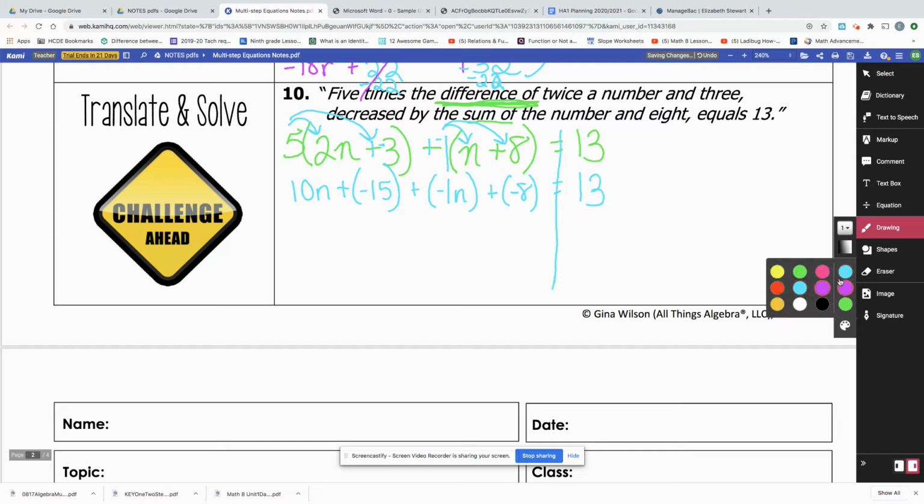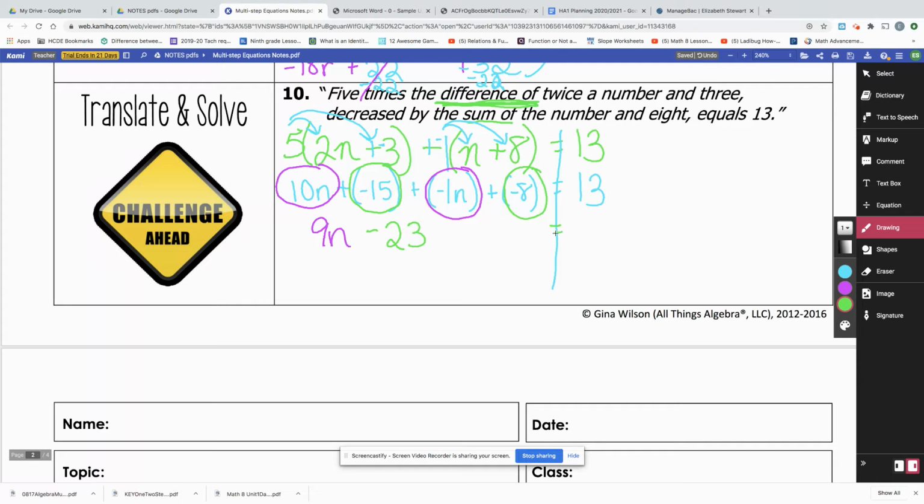Okay, let's look for those like terms. 10n and negative 1n are like terms. Combine those into 9n. Then I've got negative 15 and negative 8 that I'm combining together. They combine to be negative 23. So that side is tidying up, and I've still got 13 on the right side. Ready for that additive inverse. Add 23 to both sides.